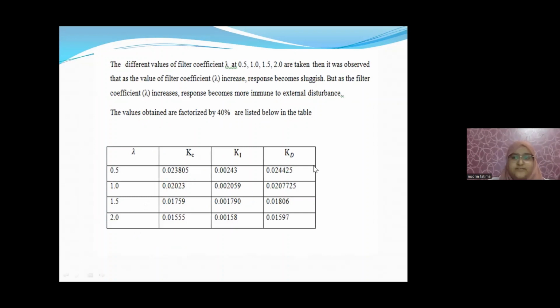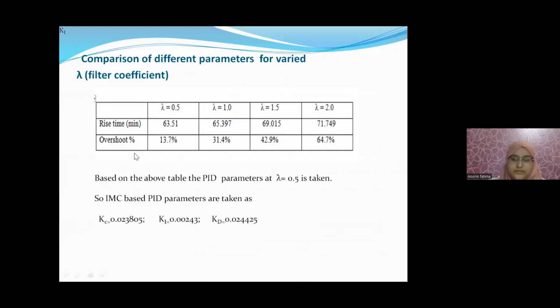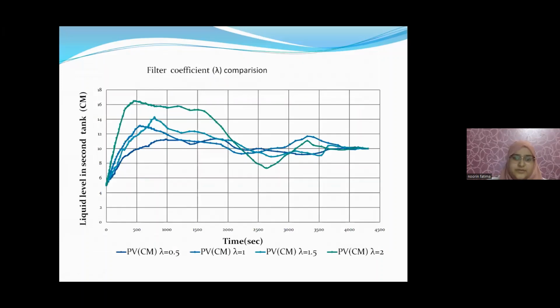The values we have selected are 0.5, 1, and 1.5. But as we increase the value of lambda, we see that the response becomes sluggish, but it is immune to external disturbance. Then I had to even factorize the value by 40% to be able to use it in my lab. This is the graphical comparison of all of these values. Here we can see the lambda value which I have selected, the best response out of these, as it reaches the steady state easily and has very low overshoot.